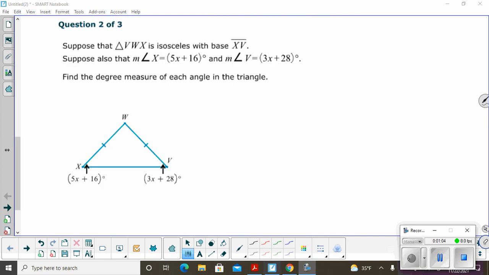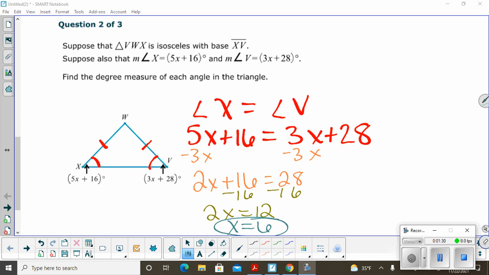Moving into the next question, again, you see that it says that this angle is an isosceles triangle and the base is XV, which means that if these are the two lines and sides that are congruent, then that means this is congruent to this. So angle X will be congruent to angle V. And when you add those or equal those together, you can solve it, and X is going to equal 6.